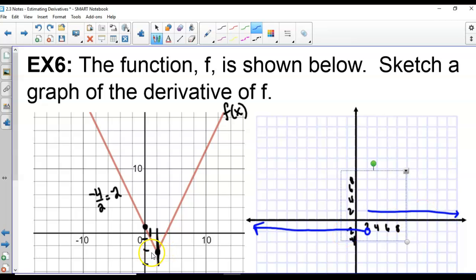Now this goes into what we'll talk about a little bit more tomorrow. What's the slope at 2? Can we really say there? It's negative 2 on one side, but it's positive 2 on the other. So right there at that bottom point, we can't really say what that is. So I'm going to use an open circle for both of these. We're going to learn tomorrow that if you have a sharp turn in the graph, then the graph's not differentiable. You can't find a derivative at that point.